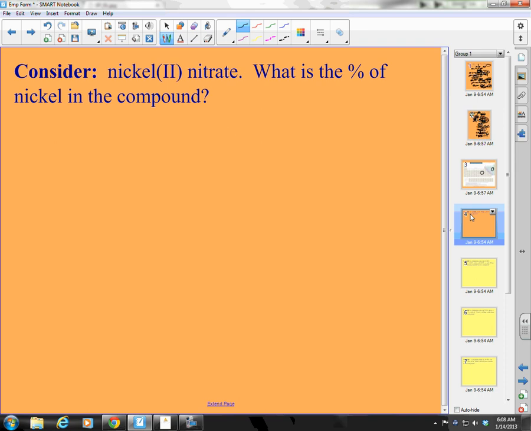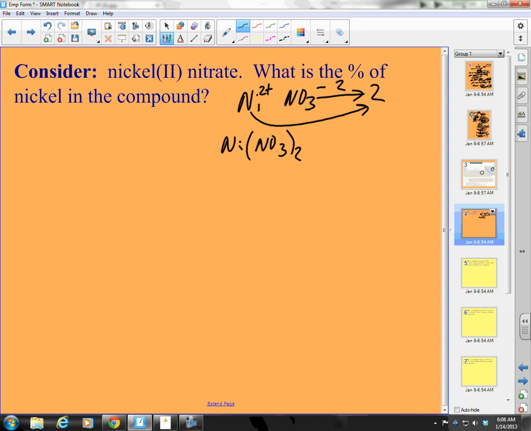Nickel 2 nitrate. Well, we have to know what nickel 2 nitrate is. Nickel 2 means what? It has a +2 charge. The ion does. Nitrate is NO3 minus. So what is my formula? Well, what's my least common multiple? 2. How many nickels do I need? I need 1. How many nitrates do I need? 2. So that means I have Ni(NO3)2. Good. Excellent.